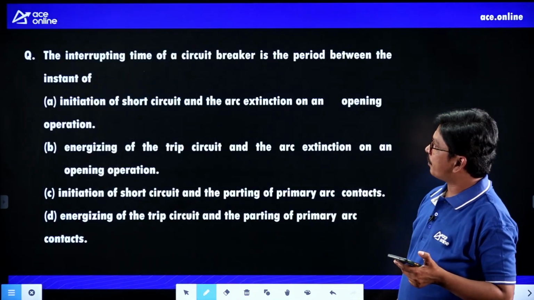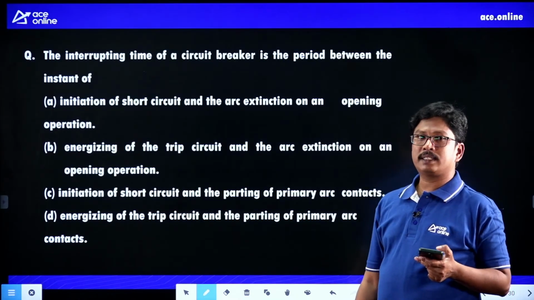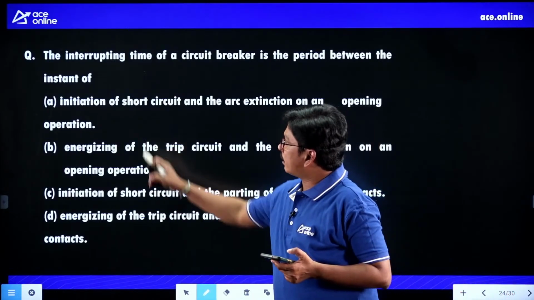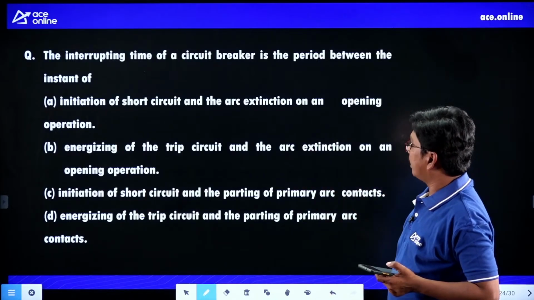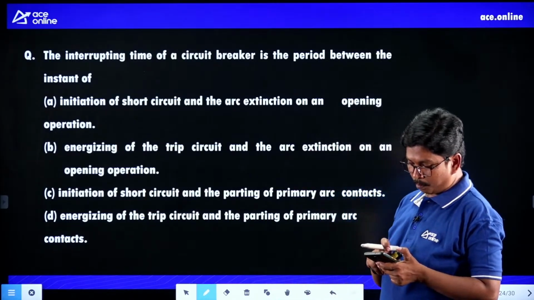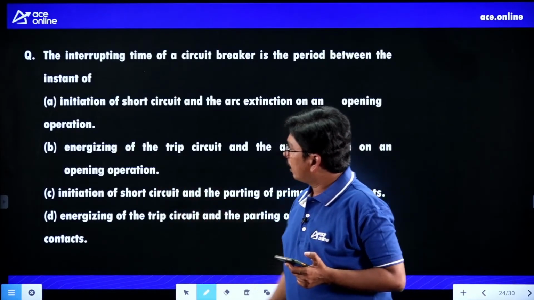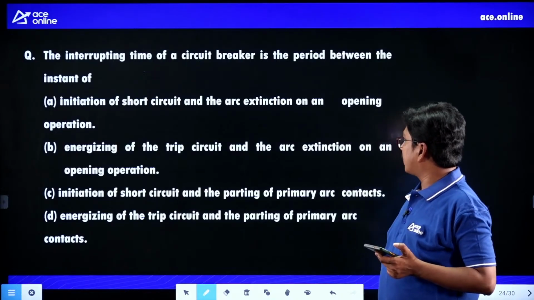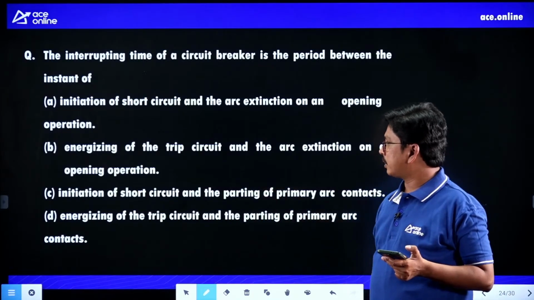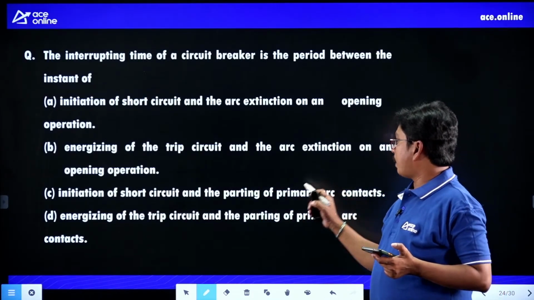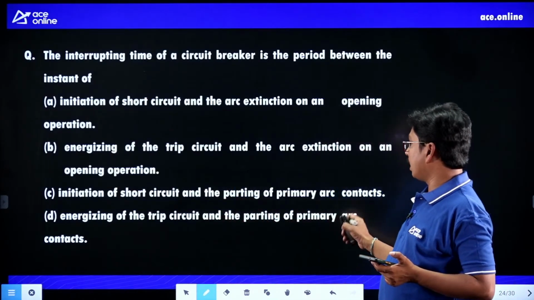Tell me, students, what they are asking? The interrupting time of circuit breaker is the period between the instant, what is the interrupting time? It is initiation of short circuit and the arc extinction on an opening operation. Right. Next one. Energizing of the trip circuit and the arc extinction on an opening operation. Initiation of short circuit and the parting of primary arc contacts. Energizing of trip circuit and the parting of primary arc contacts.